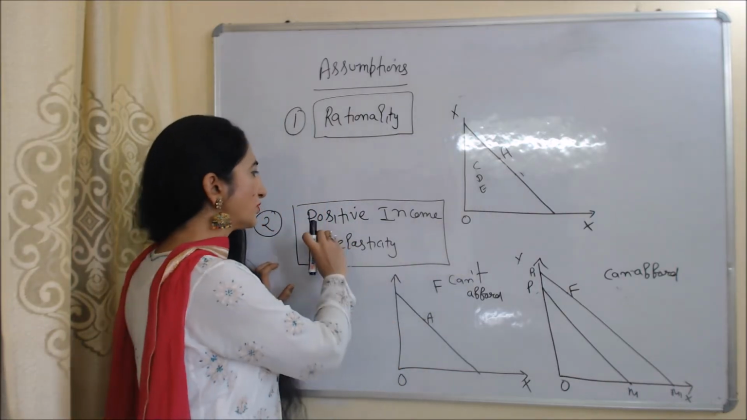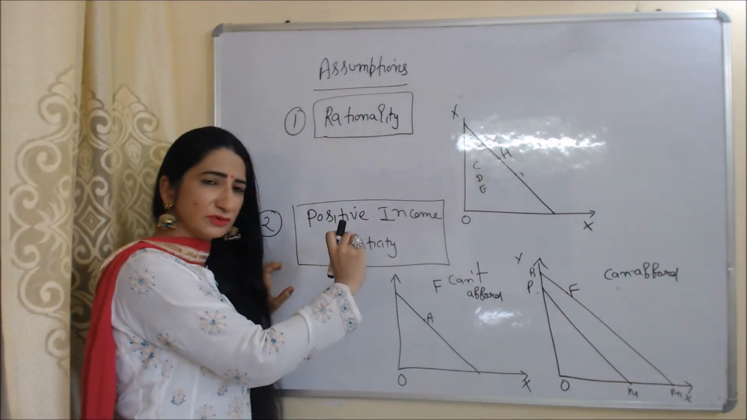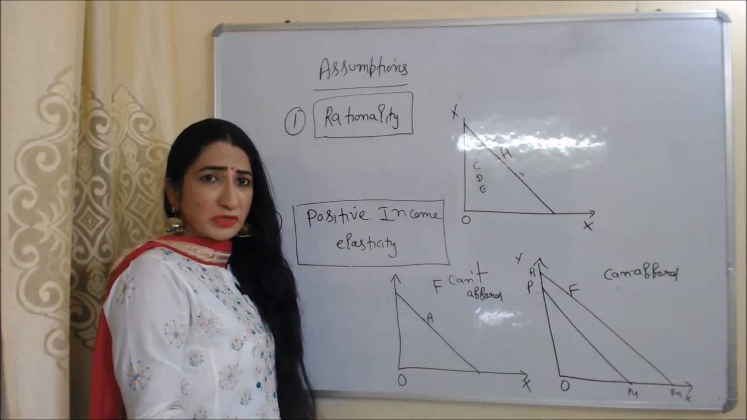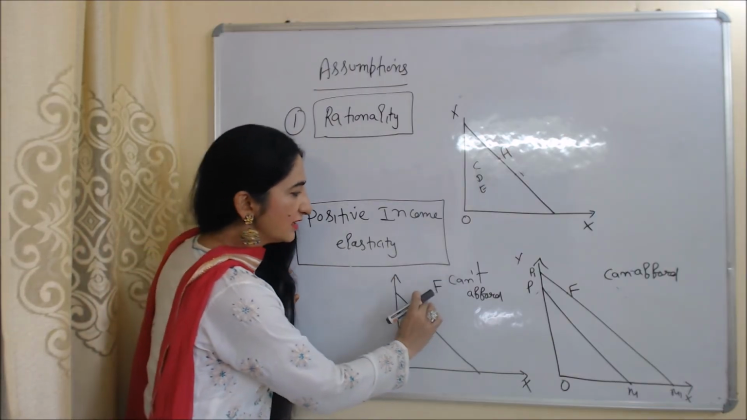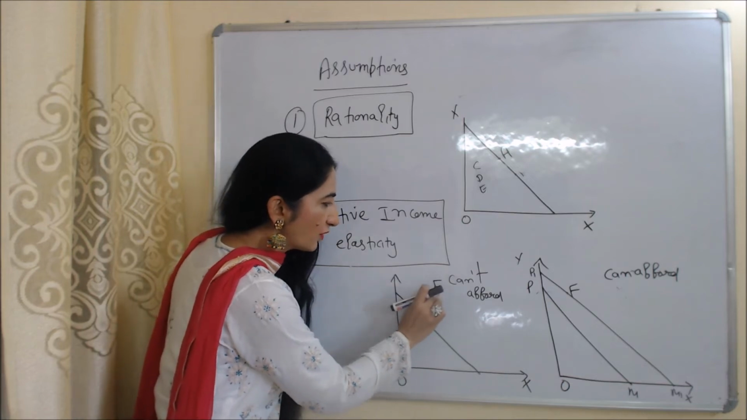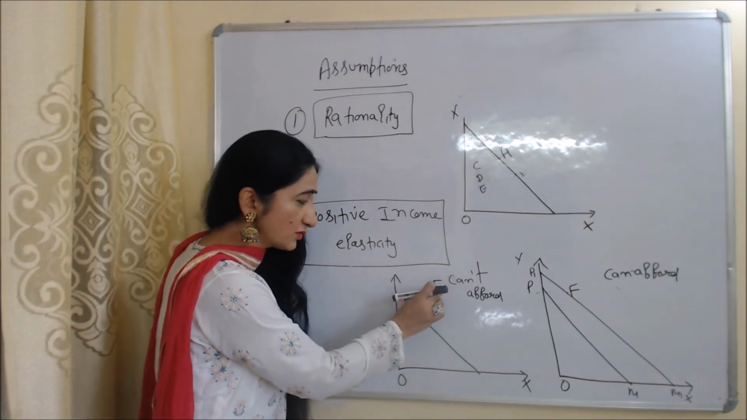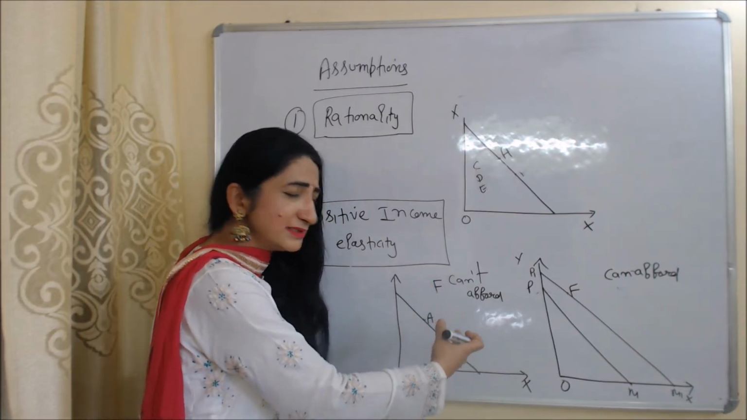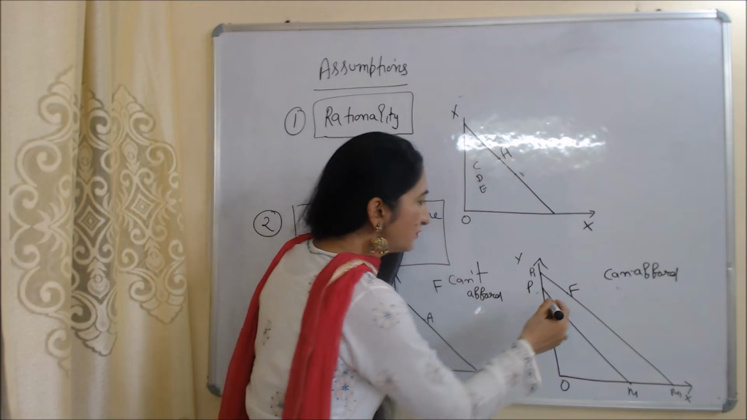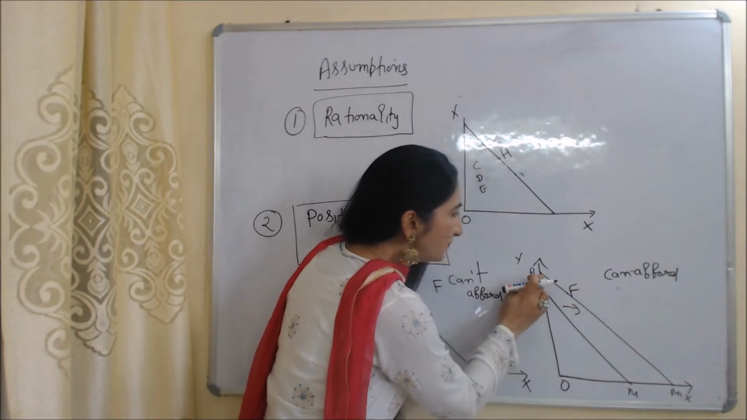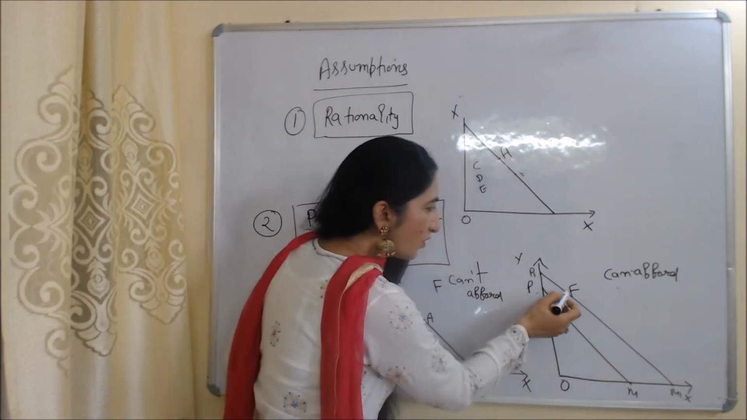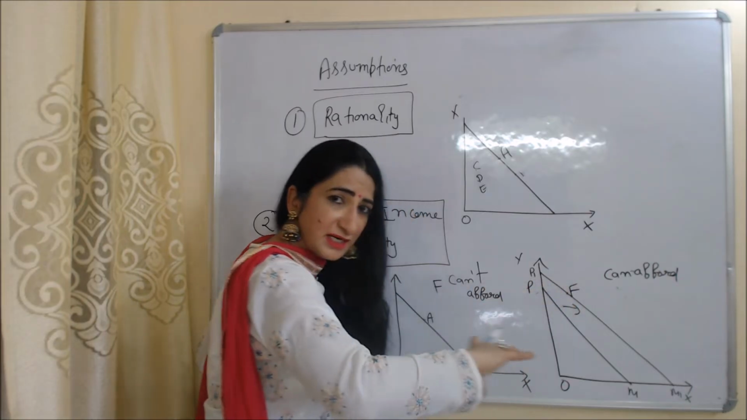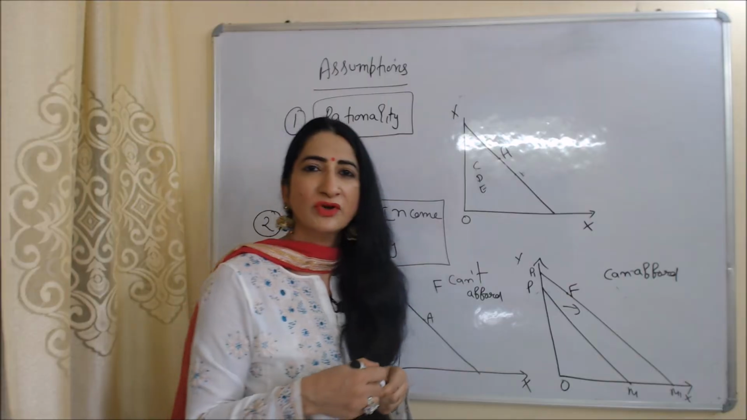Second assumption is positive income elasticity. According to this assumption, as our income increases, our demand will also increase. Here you can see earlier the consumer could not afford this F combination because it was very expensive and crossing his budget. But as his income increases, his budget line shifts forward from PM to PM1. Now he can afford this F combination. So here we see as income increases, the demand of the consumer also increases.